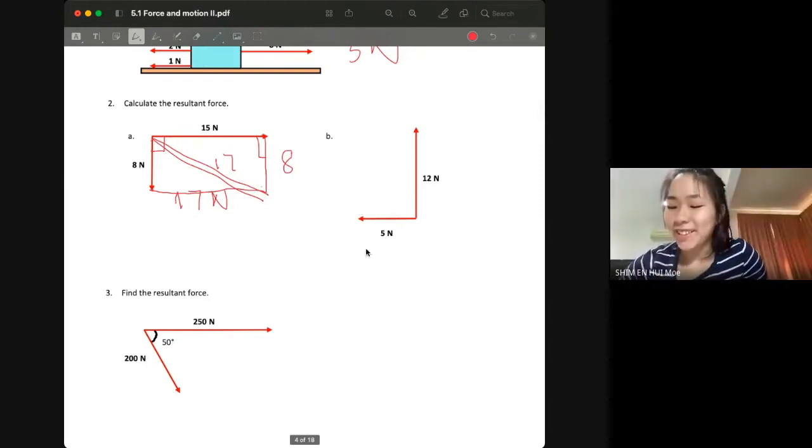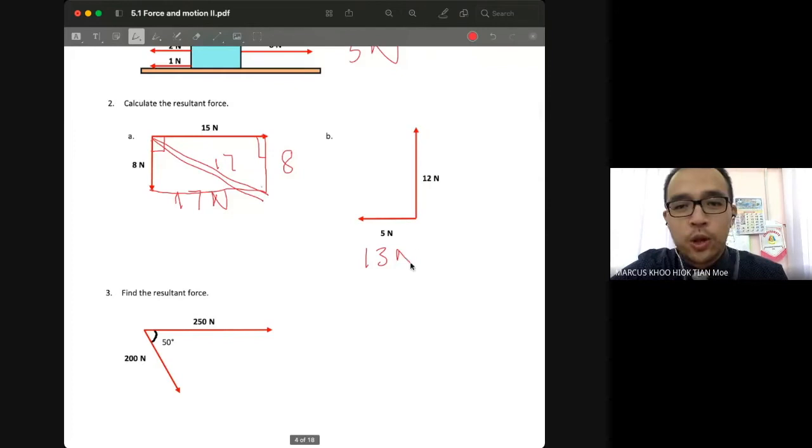13 Newton. Okay, 13 Newton is fine too. Sorry, I made a mistake.